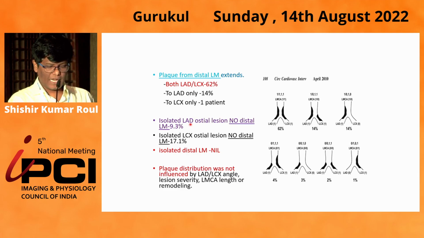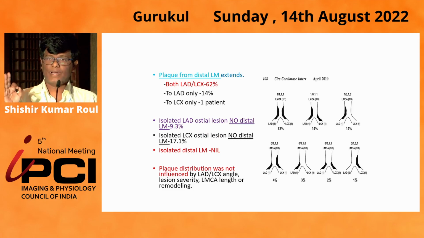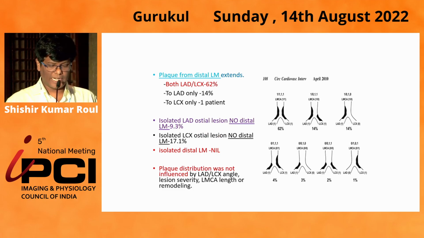And when you're dealing with LAD, isolated LAD ostial stenting, no distal left main, only 9.3%. Isolated circumflex plaque, no distal left main, 17%. However, isolated distal left main, never. You have to go through either. And plaque distribution was not influenced by the LAD-circumflex angle, neither the left main length or remodeling.